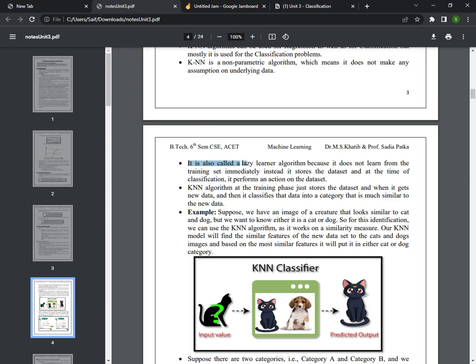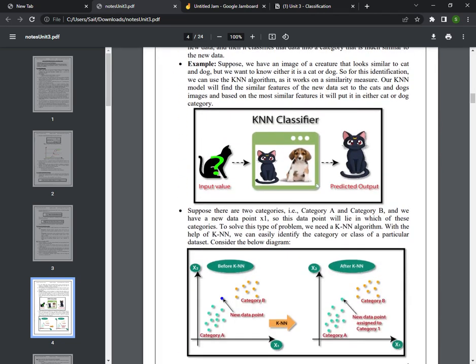It is also called a lazy learner algorithm because it does not learn from the training data set immediately. Instead, it stores the data set, and at the time of classification, it performs an action on the data set. So this algorithm doesn't learn from the training data set. It uses the training data set when a test data set is provided to it, and then it performs an action based on that data set. So this algorithm is called a lazy learner. It does not learn anything from the training phase. You can also read this.